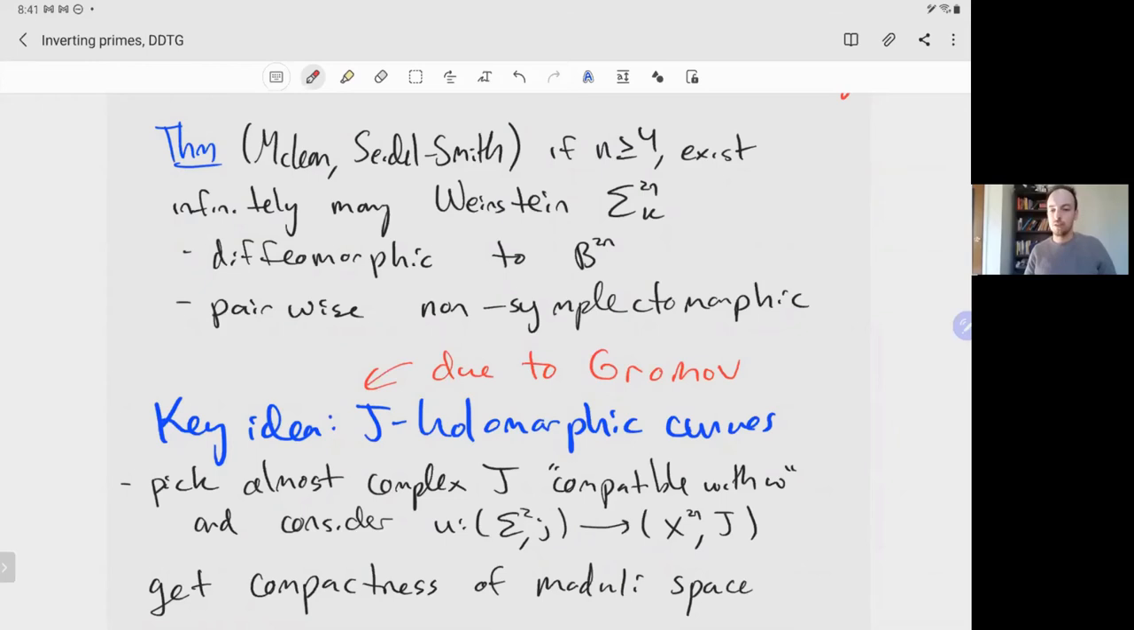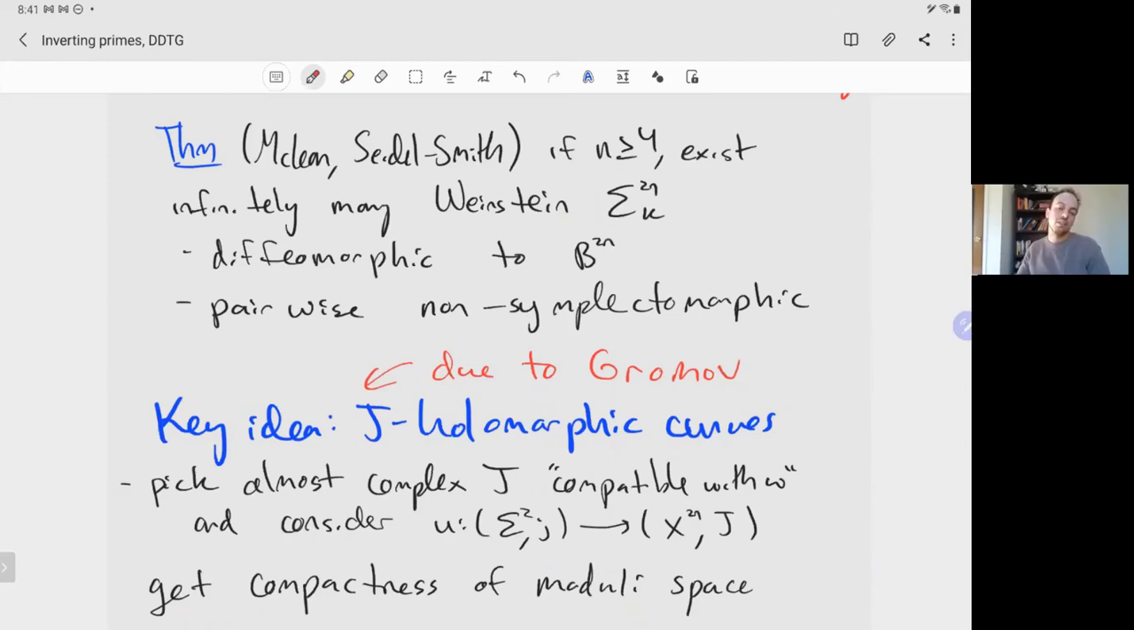And then to consider maps which are holomorphic with respect to this capital J, from a Riemann surface into X, and to consider the moduli space of these, and to use the fact that J is compatible with the symplectic form to get compactness of this moduli space. So these J holomorphic curves are in some way the main source of symplectic rigidity that we have.